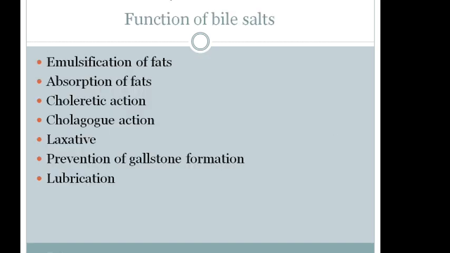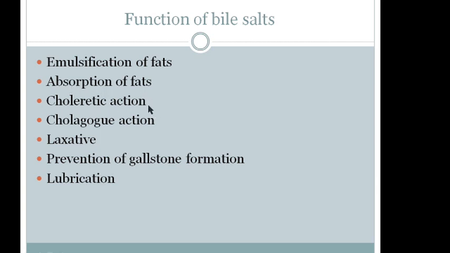What is the function of bile salt? First is the emulsification of fats. What is its role in the emulsification? Because fats are not soluble, bile salts have a detergent action, which decreases the surface tension of the fat for emulsification. That is called the emulsification of the fat for its digestion and absorption. Bile salts convert the fat into a complex called a micelle, so that it will be absorbed in the intestine.